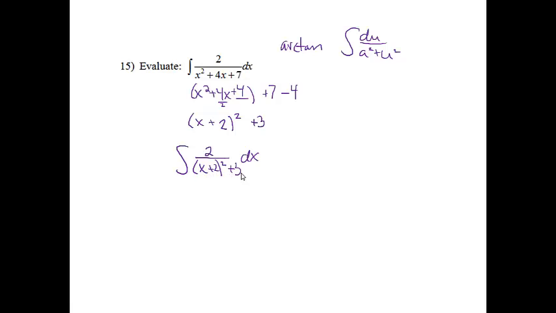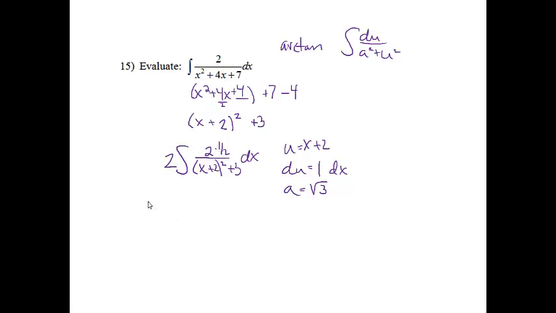Notice I have it as u squared plus a squared, but since addition is commutative, it doesn't really matter which I have first. So my u, though, is my variable. So my u will be x plus 2. My du, the derivative of x plus 2, is just 1 dx. And my a, the a squared would be 3, so a will be the square root of 3. So if I check my parts, du is supposed to be 1 dx, but I have 2 dx. So I need to multiply by 1/2 on the inside, which means I need to multiply by 2 on the outside.